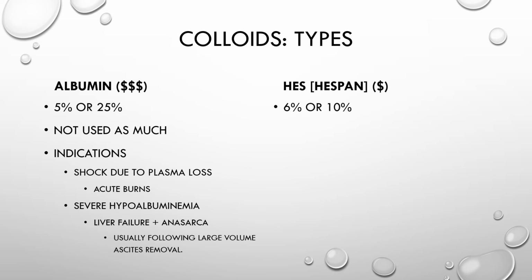Whereas Hespan, honestly, I've never even seen this drug used, so I really didn't know much about it when I formed this lecture, but it comes as 6% or 10%. And indications for it include rapid expansion of intravascular volume.